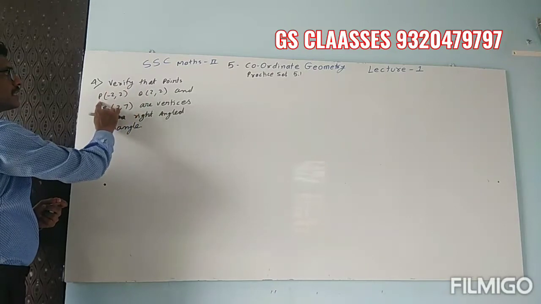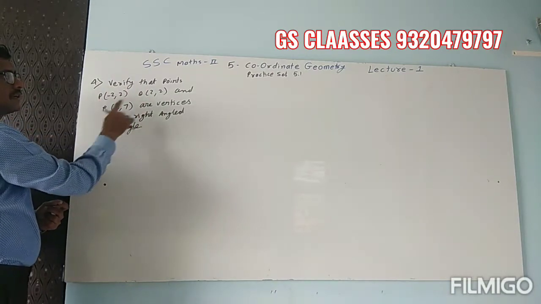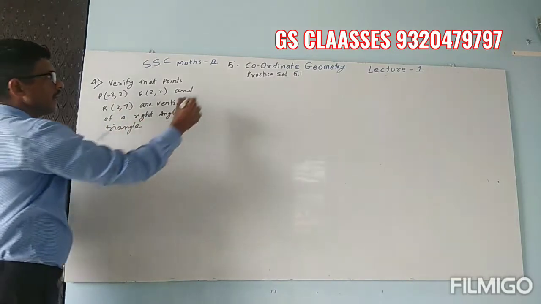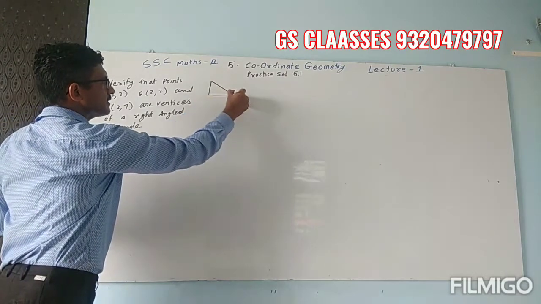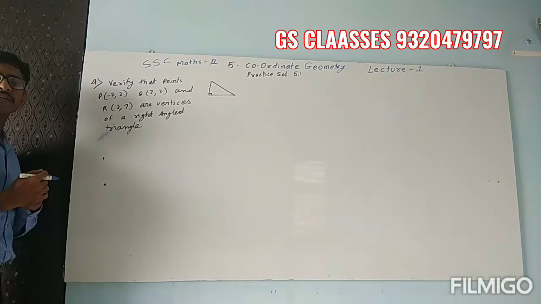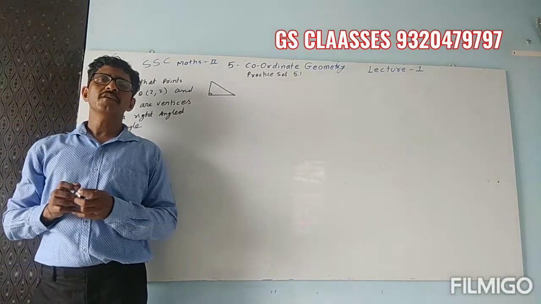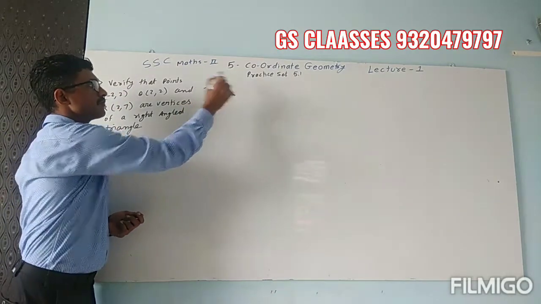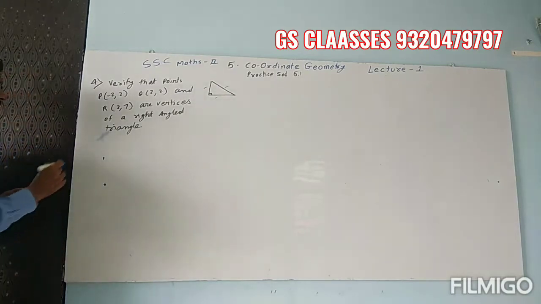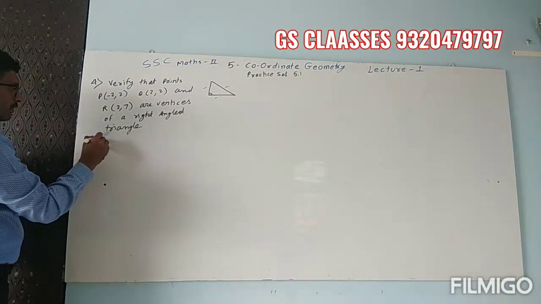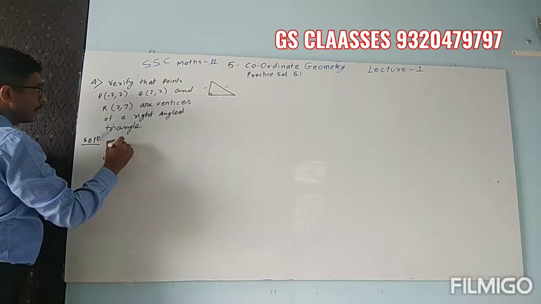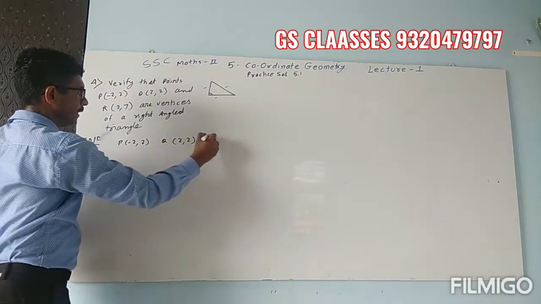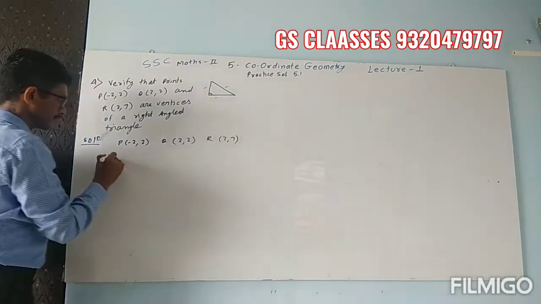Verify that the given points are the vertices of a right angled triangle. Anyhow, if we have to prove that it's a right angled triangle, then definitely children we are going to use the Pythagoras theorem, and for that purpose we need the distances of this triangle. So let us see, while solving we will say that point P is minus 2 and 2, point Q is 2 and 2, and point R is 2 and 7.